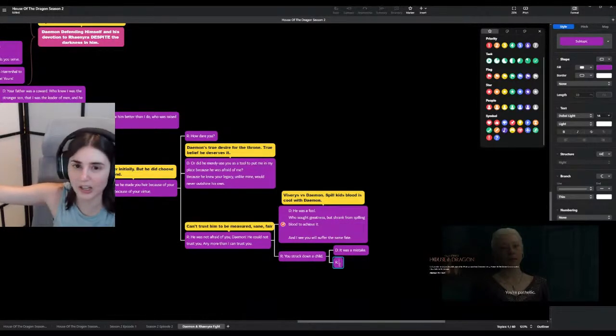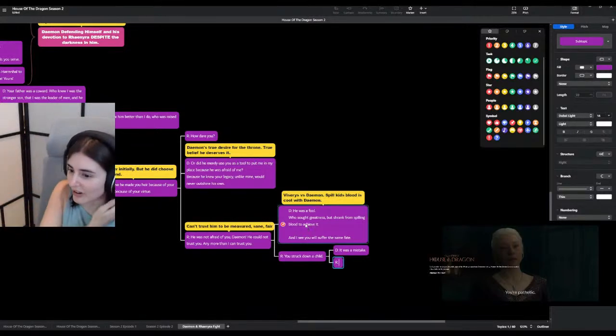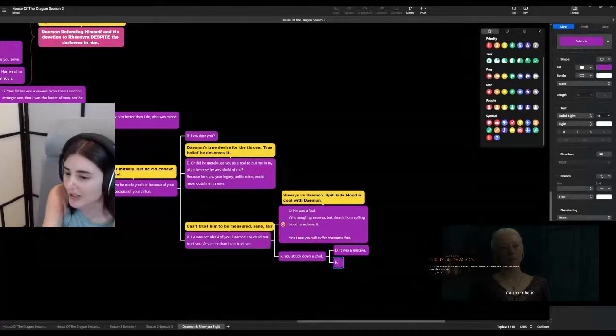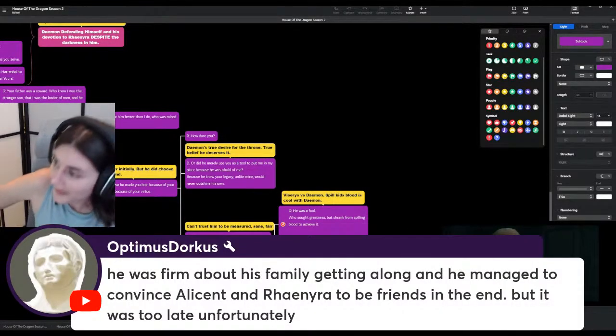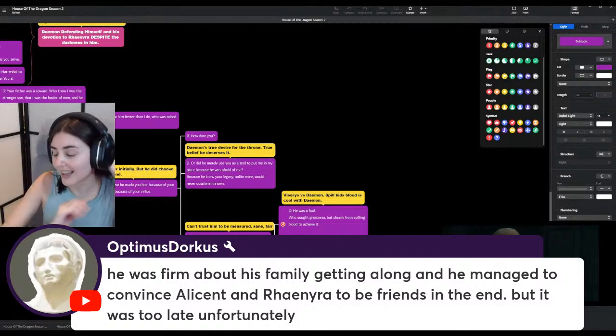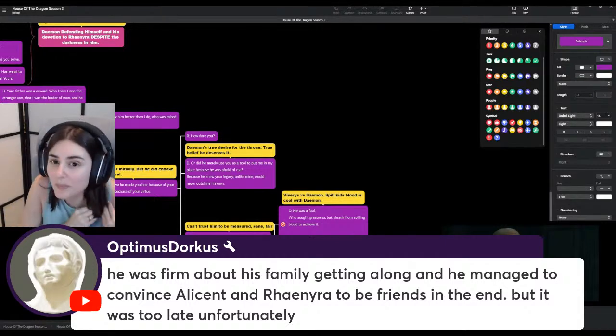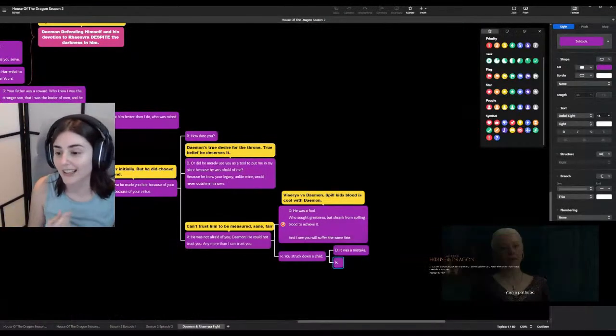Okay, everybody just marries everybody, and then that's one big happy family. He was firm about his family getting along, and he managed to convince Alicent and Rhaenyra to be friends in the end, but it was too late, unfortunately. Exactly. That, yes, for sure. That is the main thing.